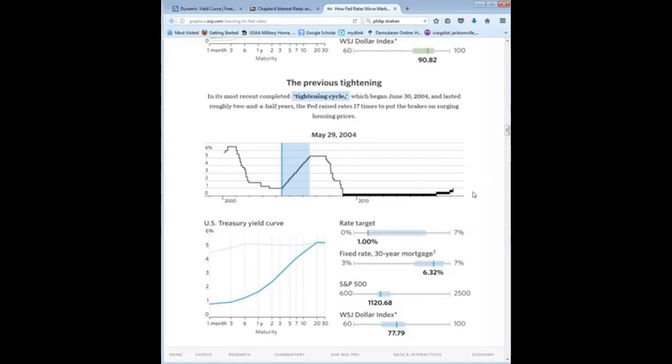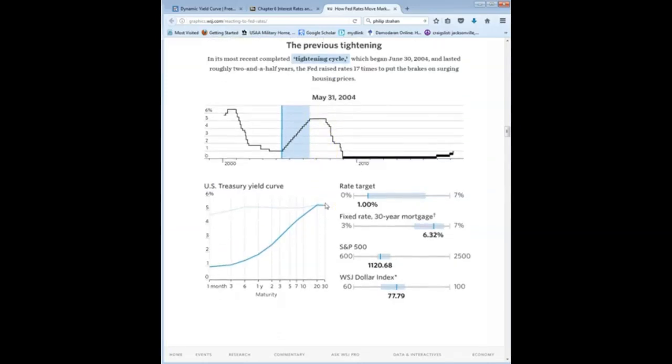The Federal Reserve was raising rates. In fact, they raised it 17 times, and the goal was to try to put a damper on these surging housing prices. You can see this tightening cycle as the Federal Reserve raised rates the 17 times, and they reached the desired effect, and then they left it there. And then we actually went into a recession, and the Federal Reserve began lowering rates again.